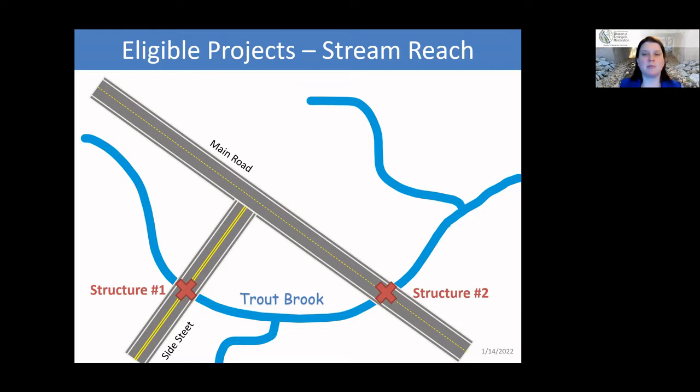You may mix and match the proposed phases of work based on an individual structure needs. So for example, if design for structure 2 has already been completed, then you can apply for field data collection and design for structure 1 and permitting for both structure 1 and 2. Please keep in mind, any work that you propose must be completed by June 30th, 2023.